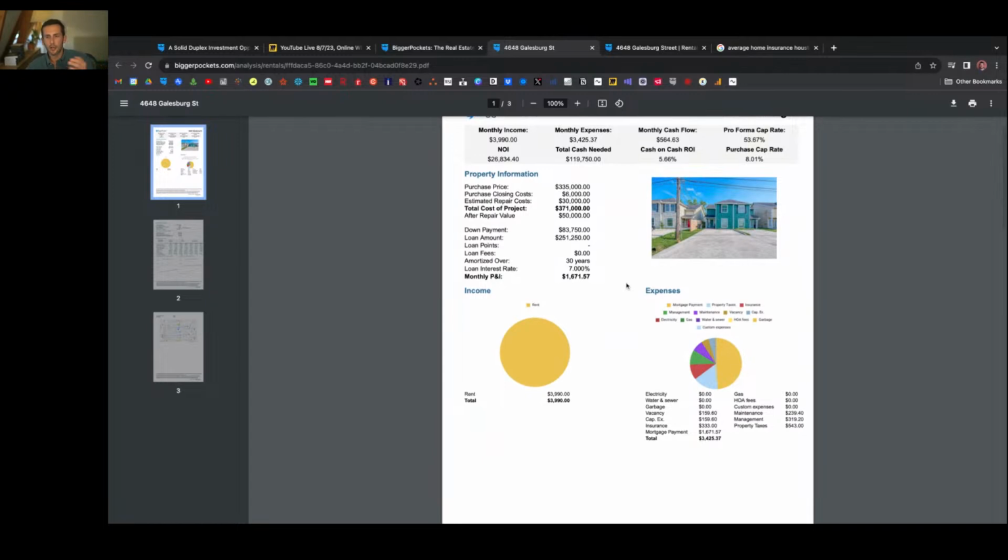Because you're going to go to a seller, they want 360. They have in their mind that they want 360. You could print this out and show it to them and say, at 360, I'm getting a negative return. Why would I buy that?